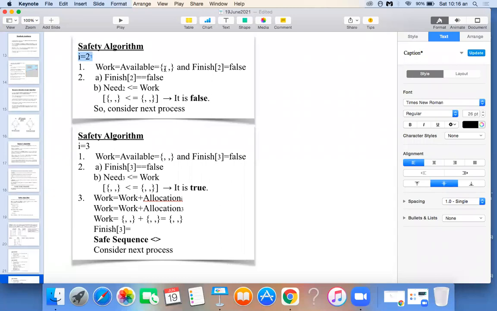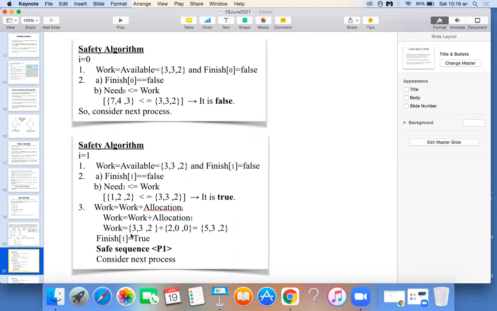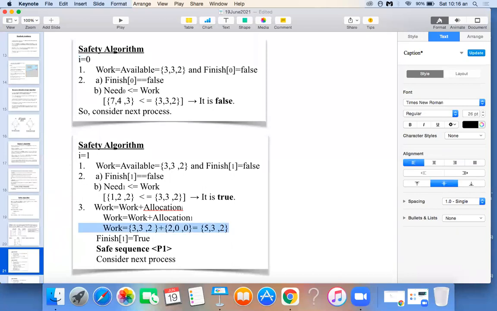Work is equal to available. Okay, now observe this carefully. You have to tell what is your value for this. Work is equal to available is equal to what now? See, you should not write 332 here. It is wrong because in the previous step, can you see here, we have calculated the new work. The highlighted part here. What is the new value which you have calculated for the work? 532. Right.